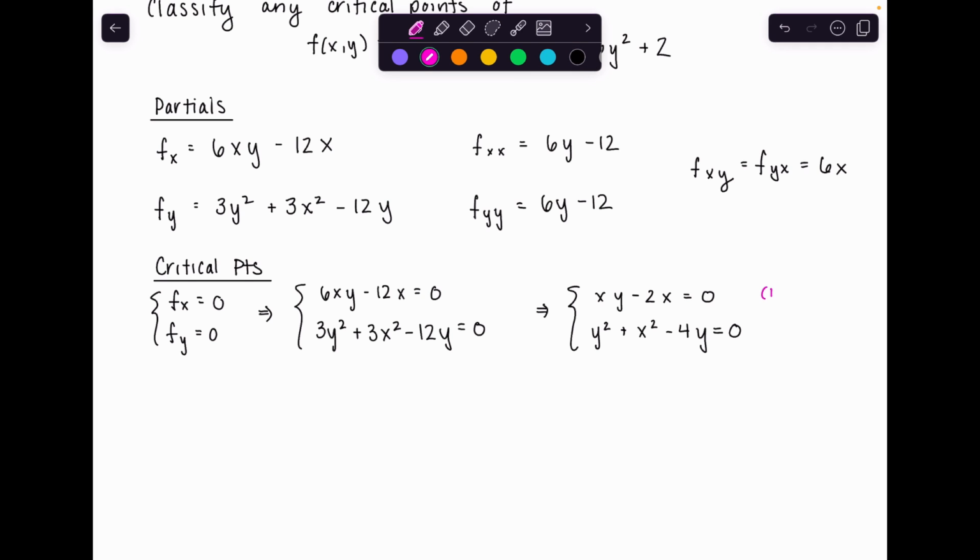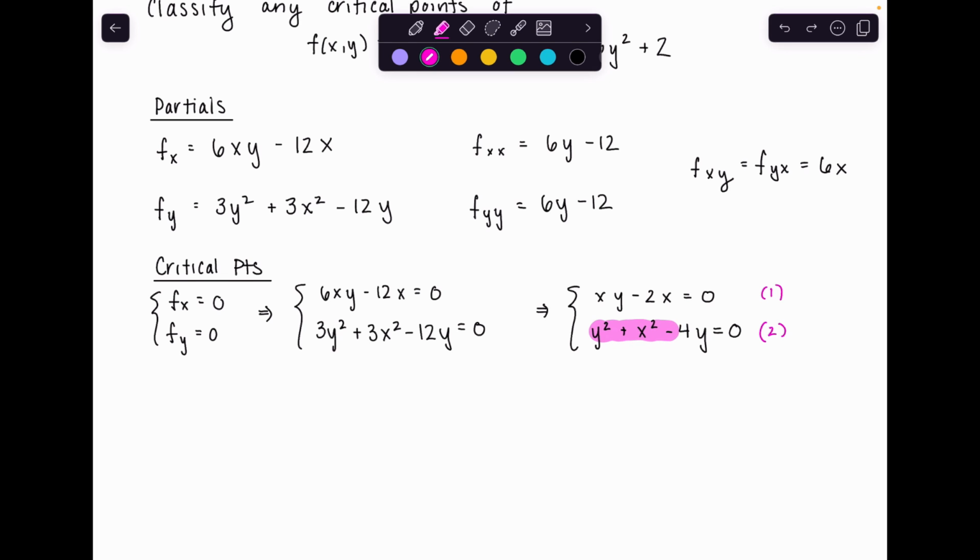So I'm going to call this one equation 1 and this one equation 2. So what I need to do is find points that again make both of these 0 simultaneously. So you have to be careful with solving this system of equations. You're probably going to have multiple points. So what I need to do is work with one of the equations.